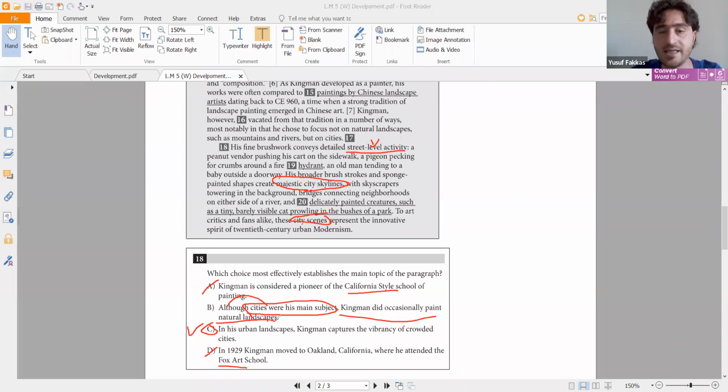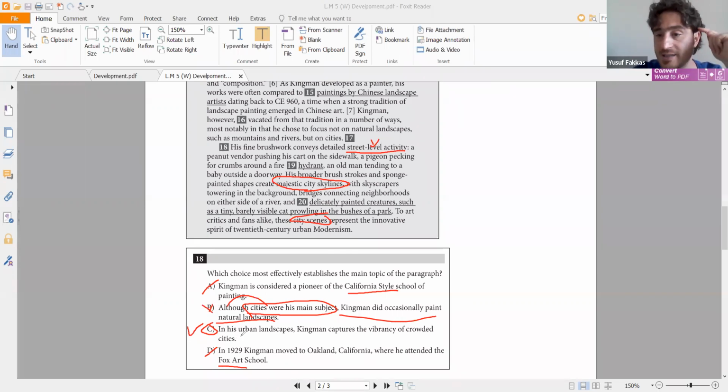Rivers, lakes, seas, meadows, oceans, parks, gardens? No, nothing. Okay, so they mentioned cities were his main subject, and this is one way to trick you guys. But you should be careful. You need to understand the whole sentence. Although cities were his main subject, he did paint natural landscapes. No, the focus is not on natural landscapes here. The focus is on city scenes. And that's what we can find here.